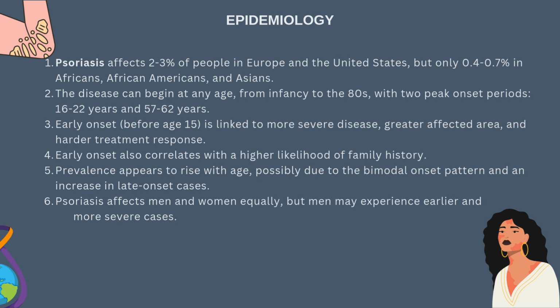Early onset, before age 15, is linked to more severe disease, greater affected area, and harder treatment response. Early onset also correlates with a higher likelihood of family history. Prevalence appears to rise with age, possibly due to the bimodal onset pattern and an increase in late-onset cases. Psoriasis affects men and women equally, but men may experience earlier and more severe cases.